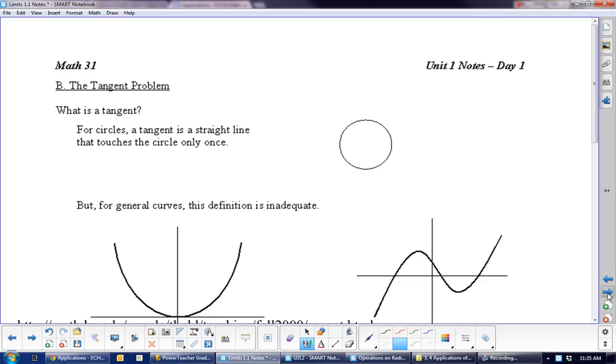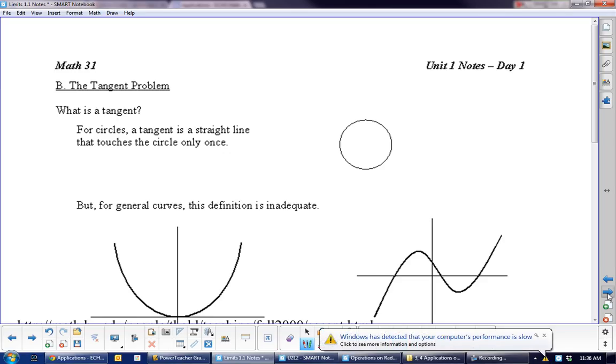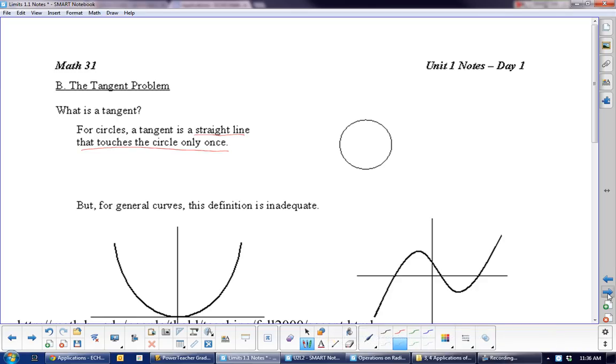Finding a slope of a curve is something you've never done before. You've always found slopes of straight lines. But that is the nice thing about calculus, it can find the slope anywhere on a curve. And we're going to learn, first of all, by using limits, and then later I'll teach you using derivatives. So what is a tangent? Now tangent, it says for circles, but it works for anything. A tangent is a straight line that touches a circle only once.